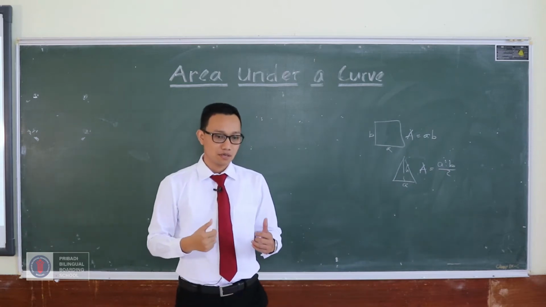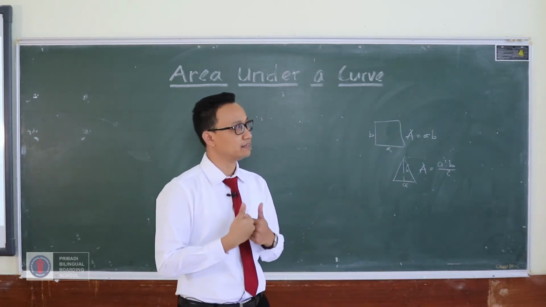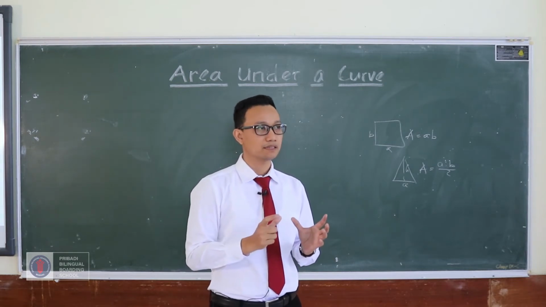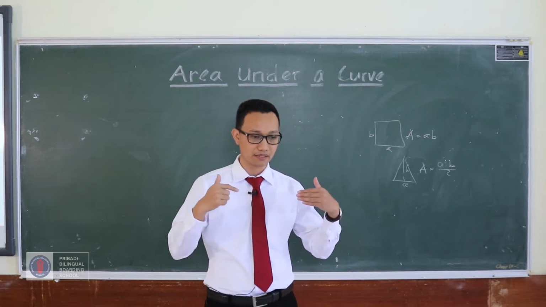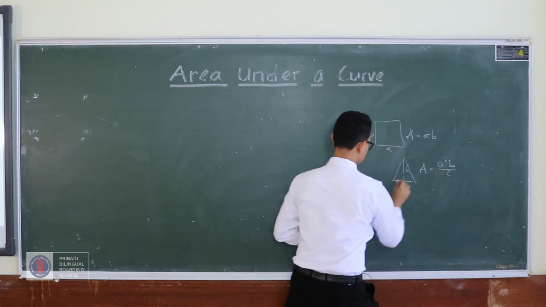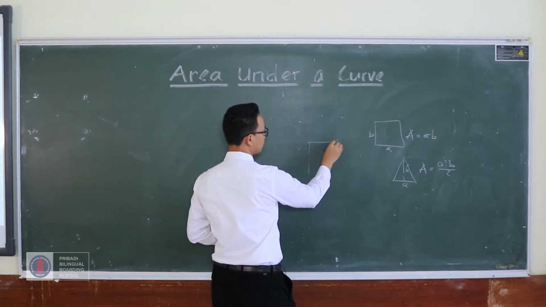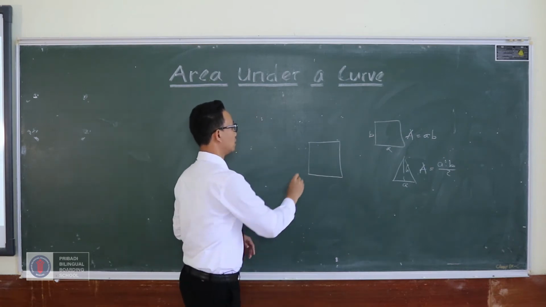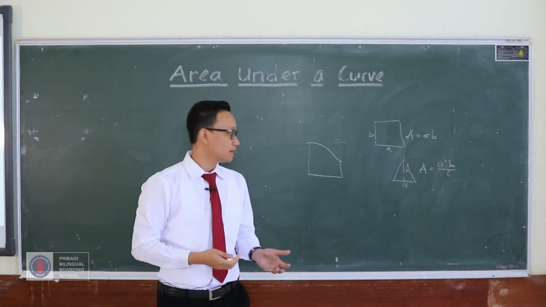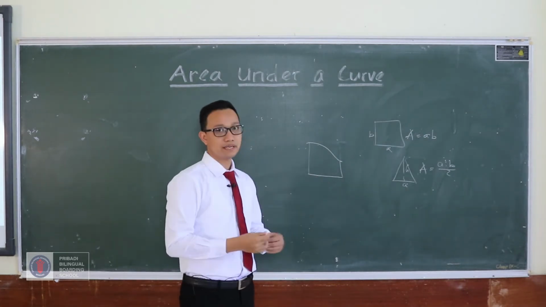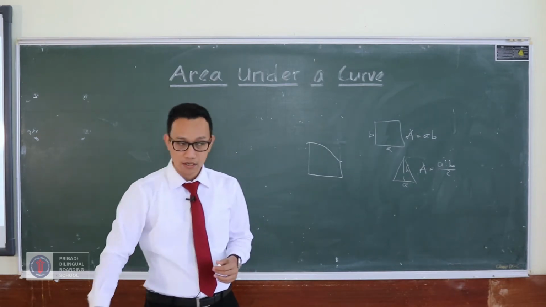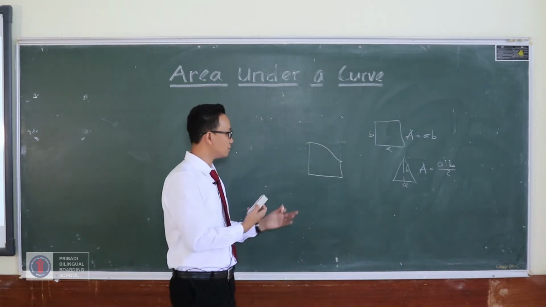All right, now you might think, how can we find the area of a shape that combines straight lines, the boundaries, and a curve? Let's say how can we find the area of this, for example. All right. So to find the area of this, we need to study the area under a curve first. So let's find out how we can find the area of this shape.